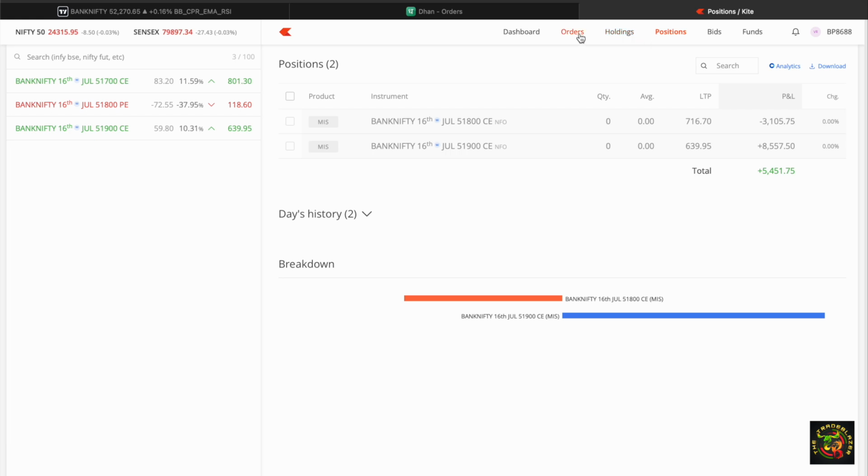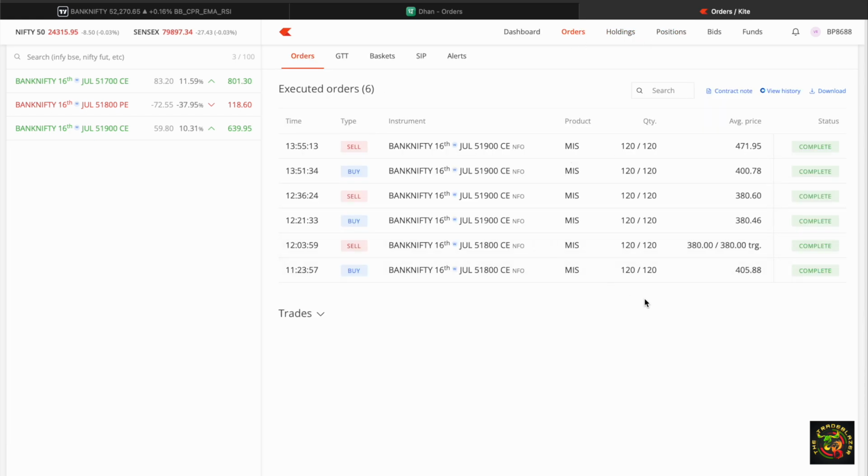So let me show the order book. So this was the order book. This was the first trade. I had to give away a few points here, and the second one is a cost to cost trade, and the third one I bought 51,900 CE at 400, and closed the trade at 472 around, right? Captured close to 72 points in this trade.